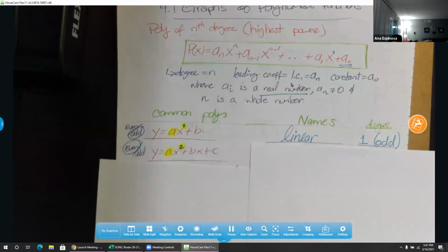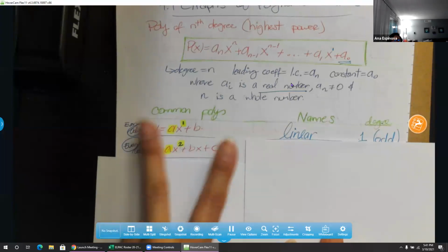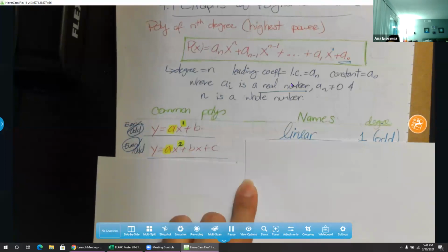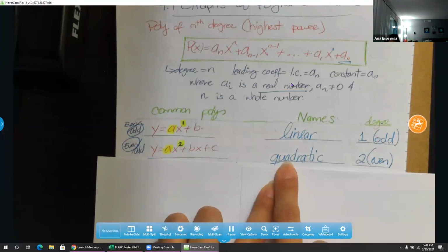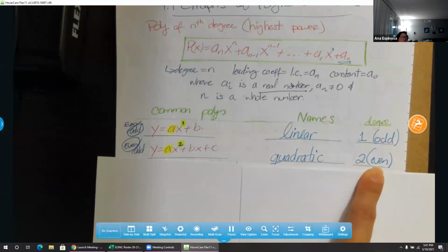All right, the next one is what you've seen a little bit in chapter 2, but you've seen more in chapter 3. This is called a quadratic, where the highest power is a 2. That 2 is clearly even. And so you would write down quadratic as its name. It's a degree of 2, and it's even.